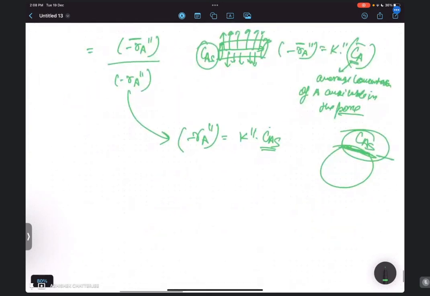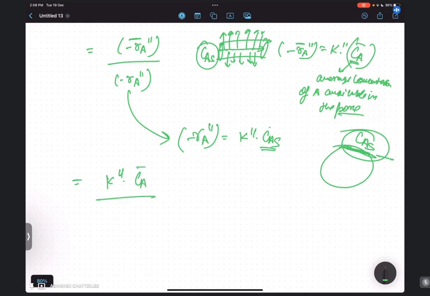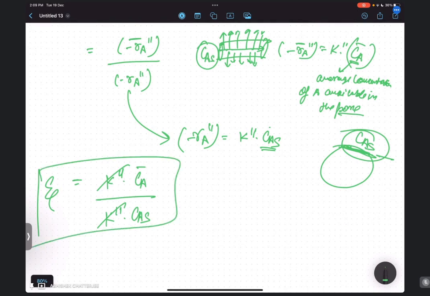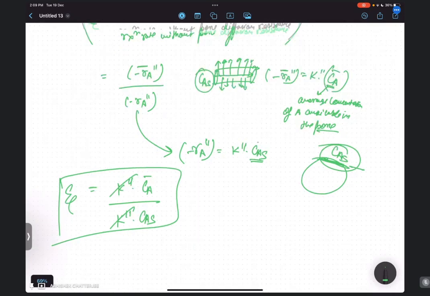समझ में आया ब्रो? तो ये तुम्हारा क्या हो जाएगा, k double dash into CA bar divided by k double dash into CaS। सिंपली दिस विल बी योर इफेक्टिवनेस फैक्टर। बताओ भाई, ये चीज समझ में आया?